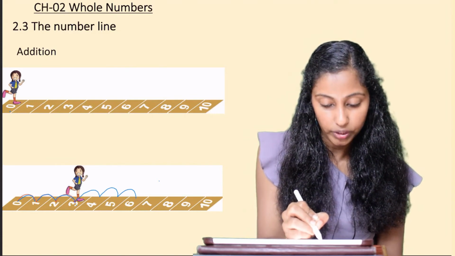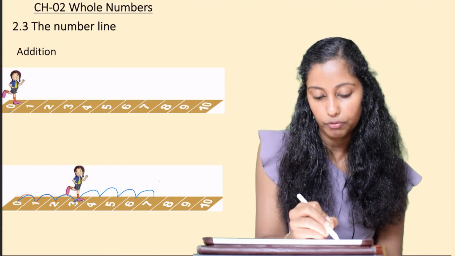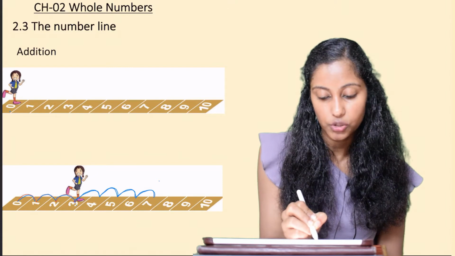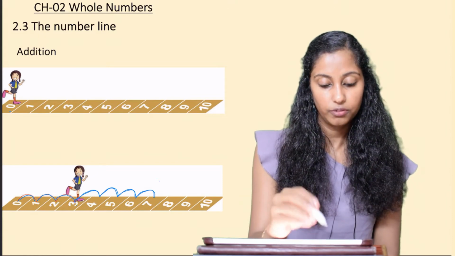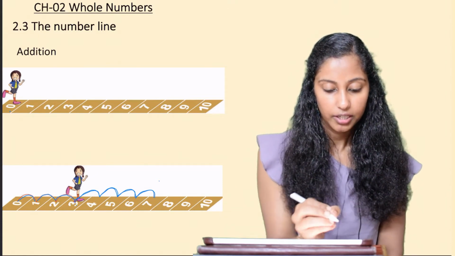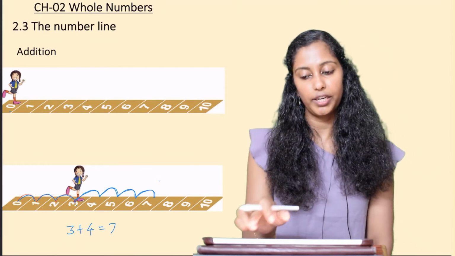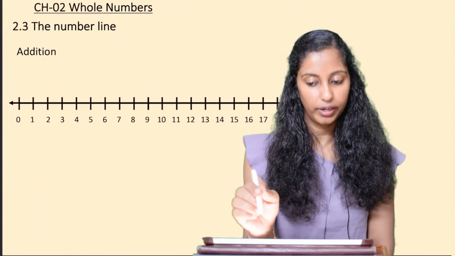1, 2, 3, 4. So in these 4 steps, I took from 3 to 4, 4 to 5, 5 to 6 and 6 to 7. So here what we get is that 3 plus 4 is equal to 7. This is one example. Let us see one more example.